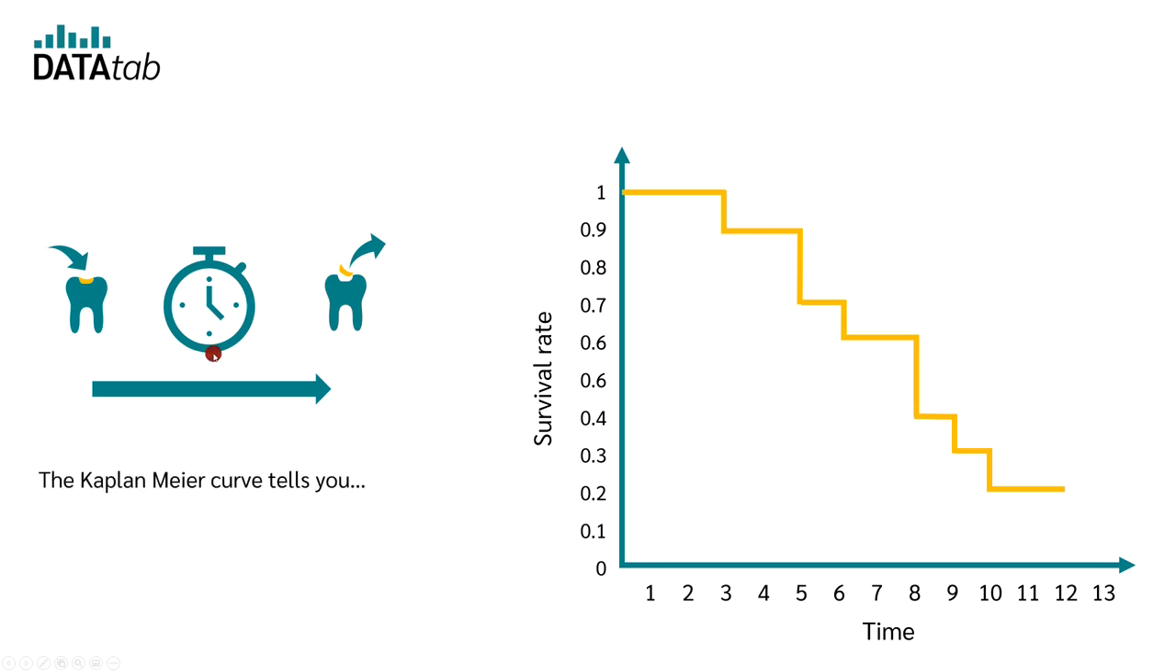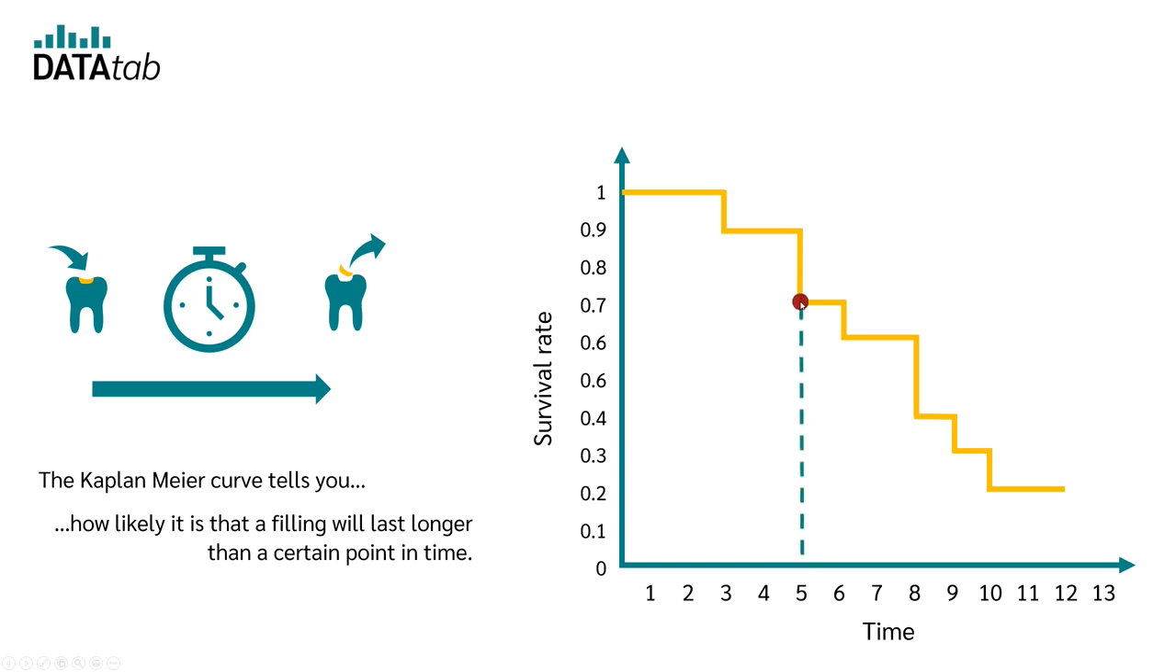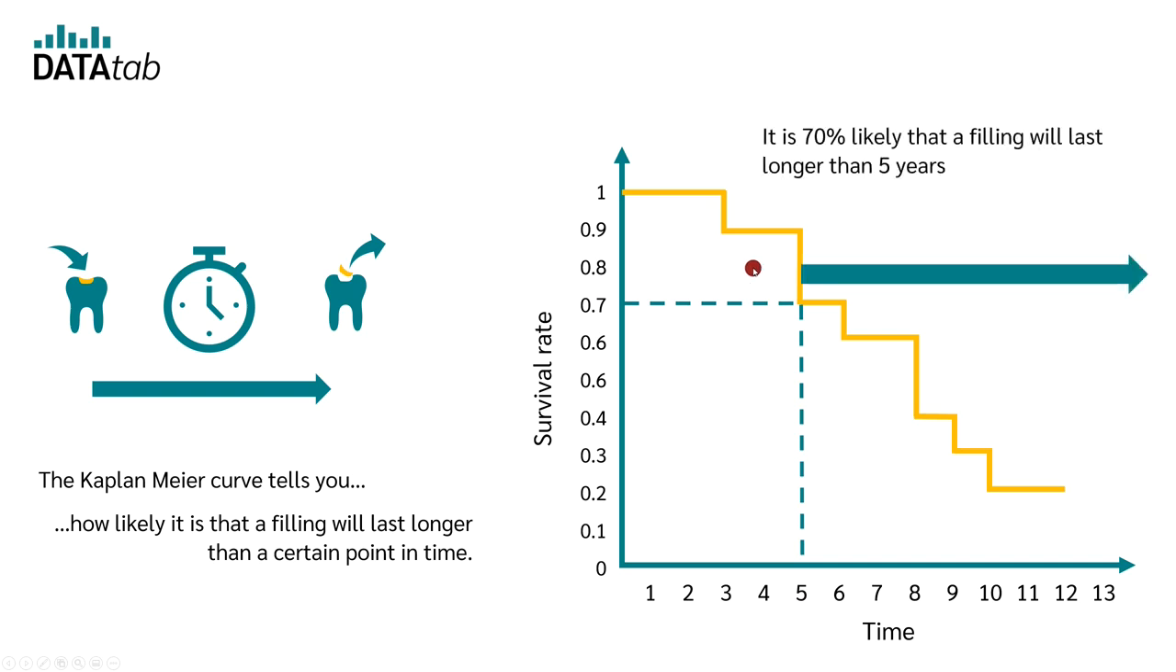In the Kaplan-Meier curve, you can see how likely it is that a filling will last longer than a certain time. For example, you might be interested in the probability that your filling will last longer than, let's say, 5 years. In order to do this, simply read off the value at 5 years to see how high the survival rate is. At 5 years, the Kaplan-Meier curve gives you a value of 0.7. It is therefore 70% likely that a filling will last longer than 5 years. Therefore, the survival time curve tells you how likely it is that a person survives a certain point in time.